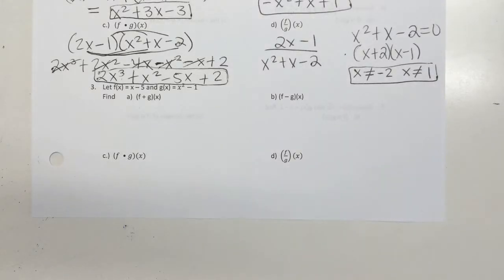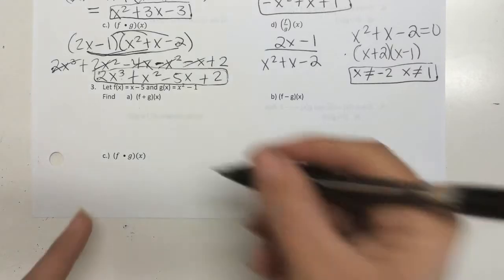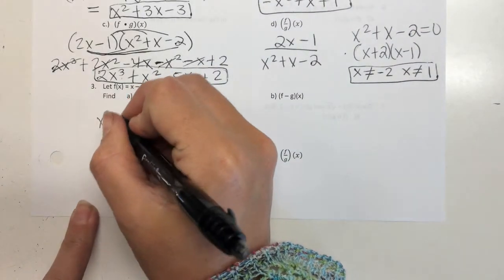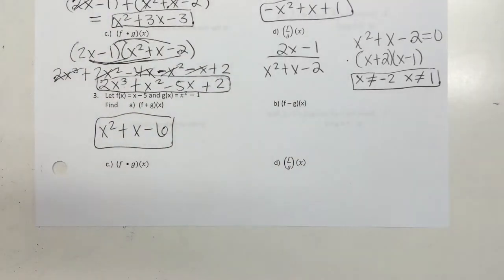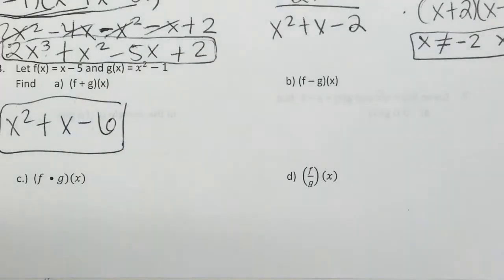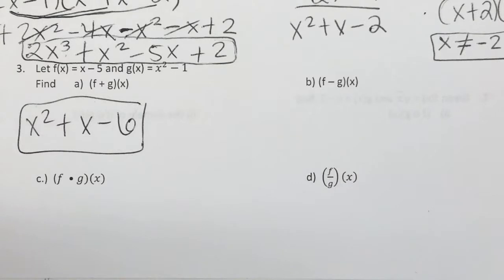Okay. Who can tell me the correct answer for A? Go ahead, Kelsey. X squared plus x minus 6. Alright, y'all decide. Is Kelsey correct? Yes, she is. Johnny, need to go over it? Okay. Who wants to do the second one?